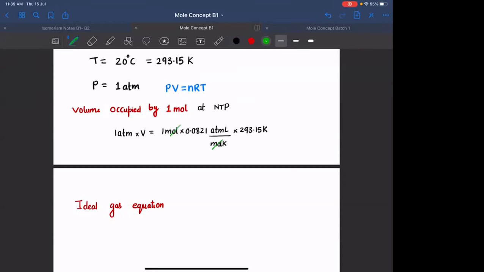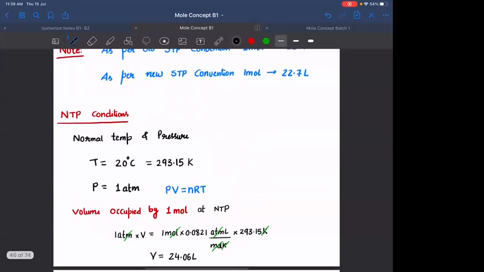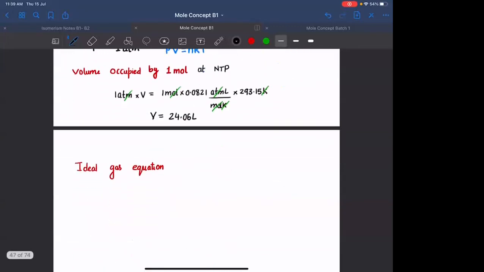Again, you can cancel mole, Kelvin and atmosphere. You will have the volume in terms of liters. कितना आता है? 24.06 liters. So you need to remember 3 values: 22.4, 22.7, 24.06. Okay, fine. I hope this is clear to everyone.